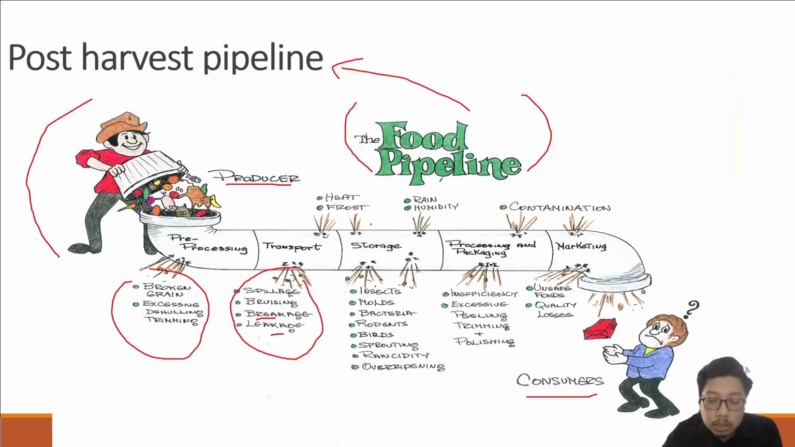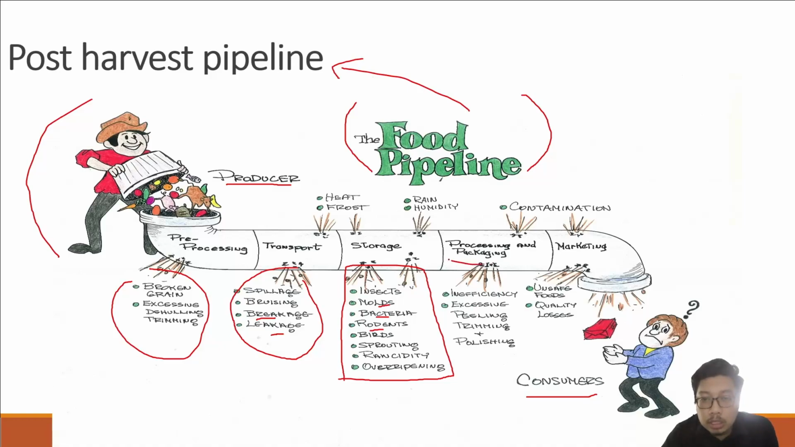During storage, there is also leakage. A lot of the produce that is stored, in a few weeks, has molds, bacteria growth, rodents inside that storage, birds, sprouting, acidity, and overripening. So these are all the leakages, the things that can happen during storage and cause losses to farmers, right? We need to throw it away. We cannot sell to the consumer.